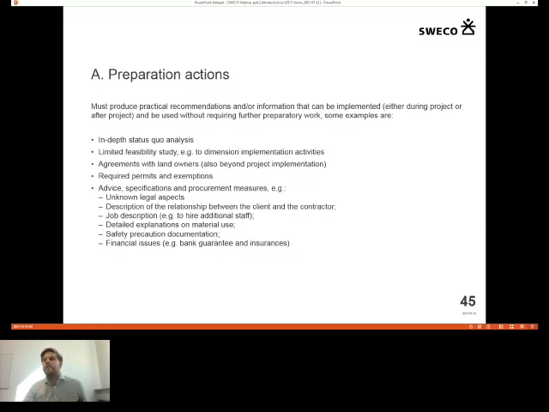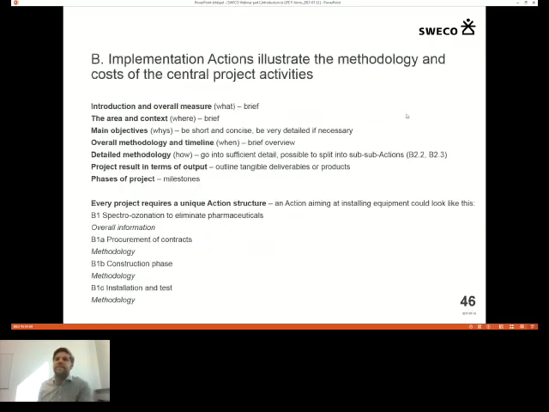Okay, we'll jump over to B, implementation actions. Those should most importantly illustrate the methodology and the costs of the central project activities. And here there are different ways of writing it, but I've proposed one structure. And again, we keep it quite general. First of all, you need an introduction of the overall measure. What are you going to do? Keep this brief, one or two sentences is actually enough.